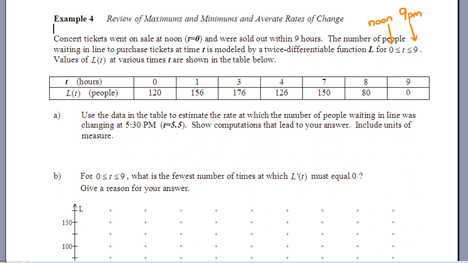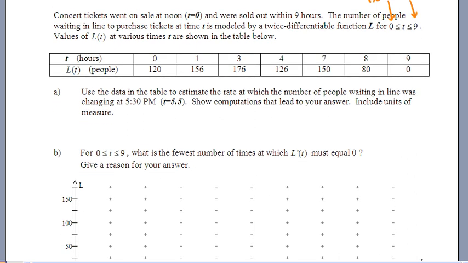Okay, part A. This part's not too bad. Use the data in the table to estimate the rate at which the number of people in line was changing at 5:30, at time 5.5. Well, that is stuck somewhere right in between these 2 columns in the table. Show computations that lead to your answer and include some units.